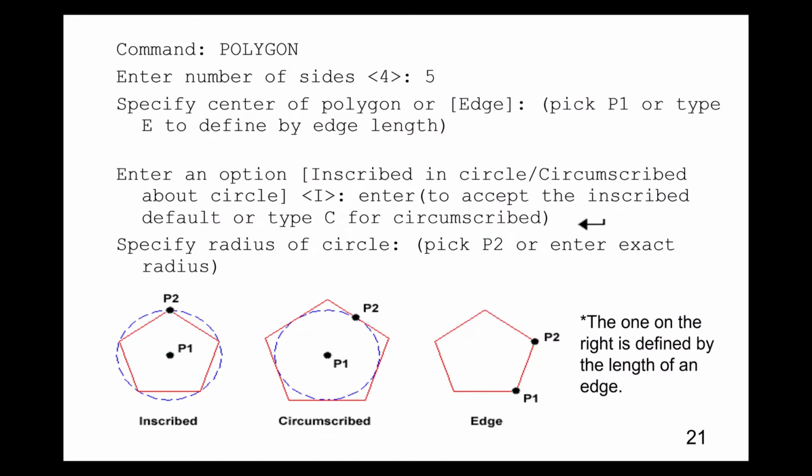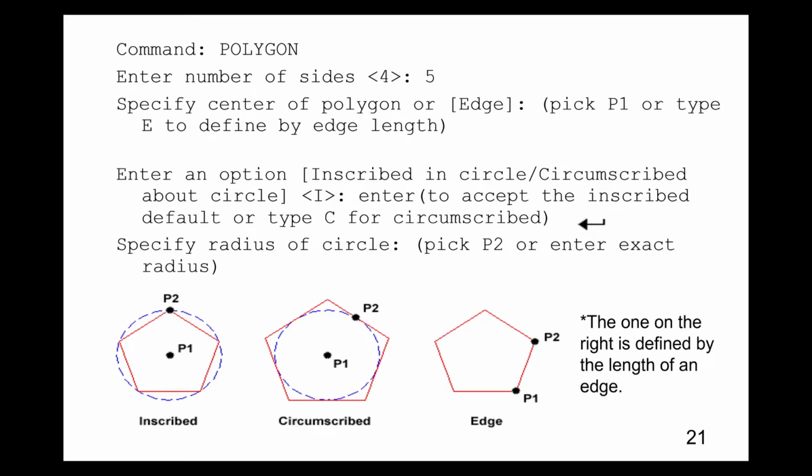Here's an example of drawing a 5-sided polygon. You type in POLYGON and enter. It will ask you to specify the number of sides. If you want to draw a 5-sided polygon, then you type 5 and enter. And then it will ask you to specify the center of the polygon or edge. So right now you can just pick a point, let's say point P1.